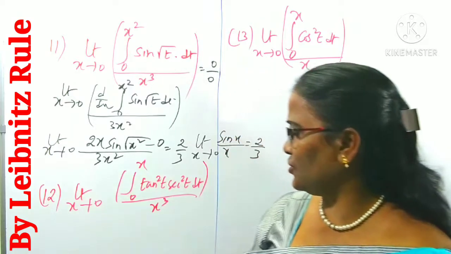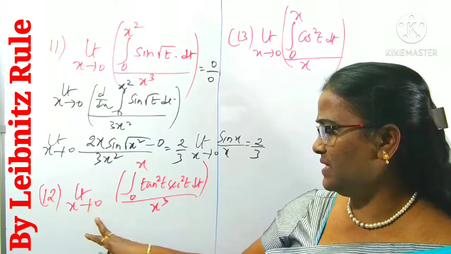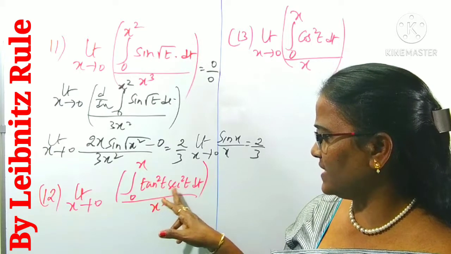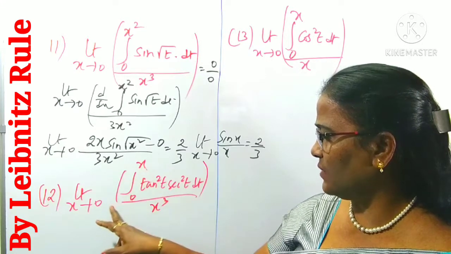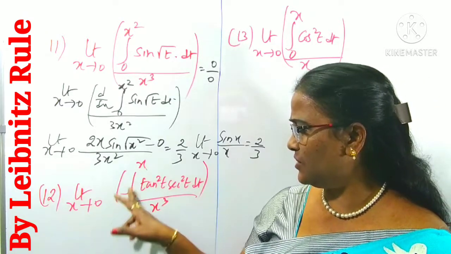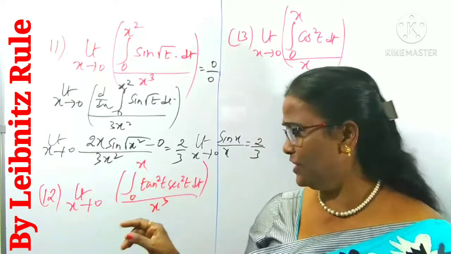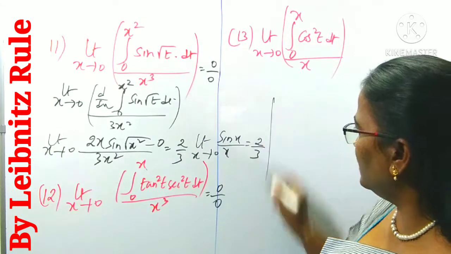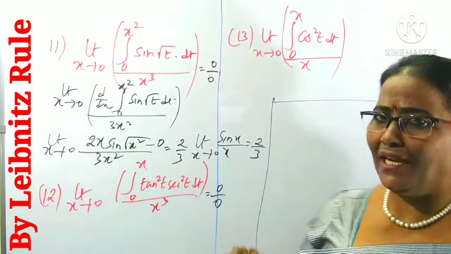Now look at question number 12. Limit x tends to 0 here also. The integral of tan square t sec square t between the limits 0 to x, whole divided by x cube, is given. As usual, here also apply the limit. 0 to 0, the numerator is 0, the denominator is also 0. It is in the form of what? 0 by 0. 0 by 0 means you can immediately use the LH rule.